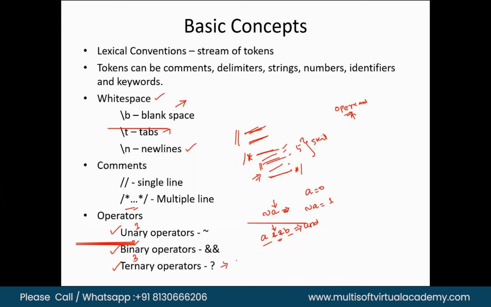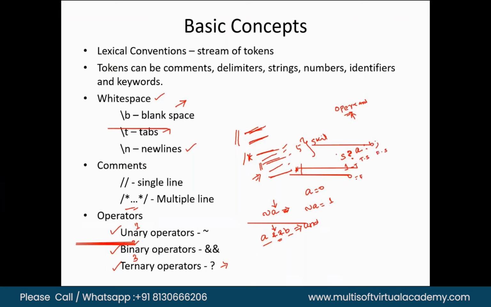The ternary operator is between three operands. So take S as a condition. I need to cross check; I need to ask the question whether the condition is true or false. 1 means true, 0 means false. So if it is true, it will execute my true statement, which is defined at this place. If not, it will execute the false statement, which is defined here. So this will be my true statement and this will be my false statement.